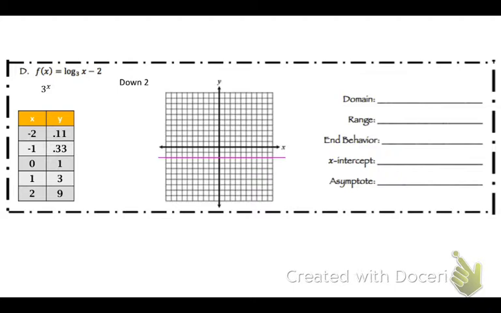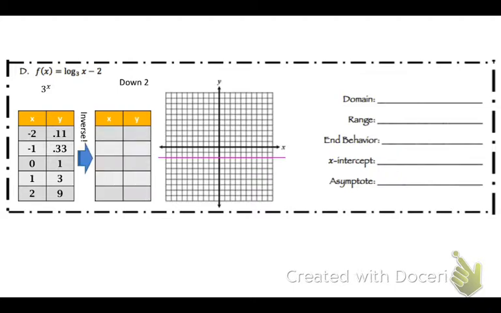But then I have to invert this. So I'm going to switch my x and my y values. So I get 0.11, -2. 0.33, -1. 1, 0, 3, 1, 9, 2.